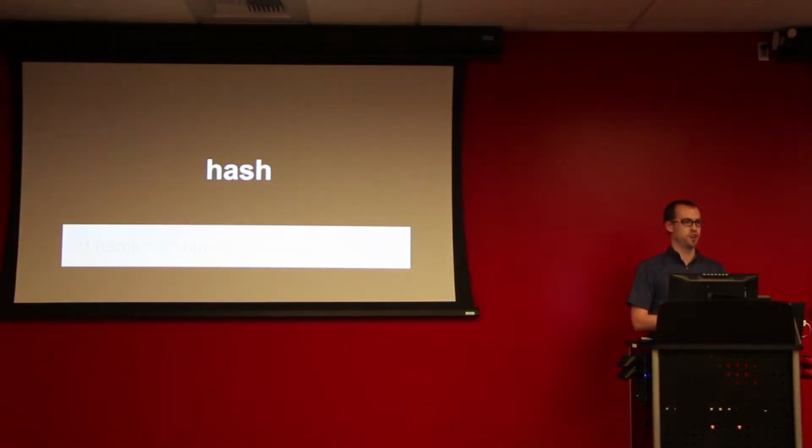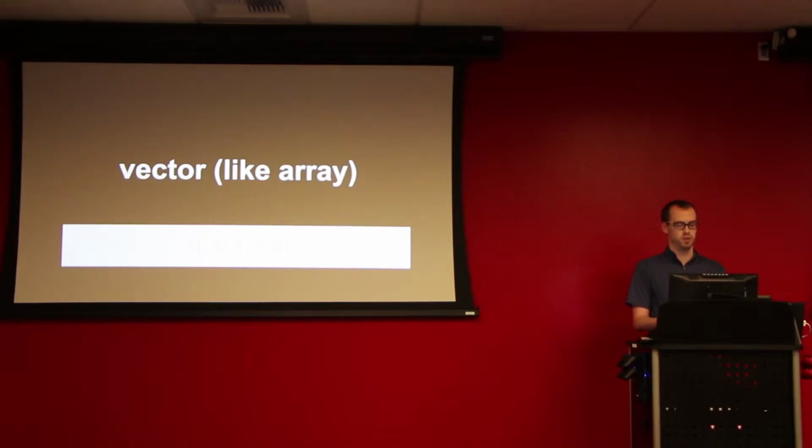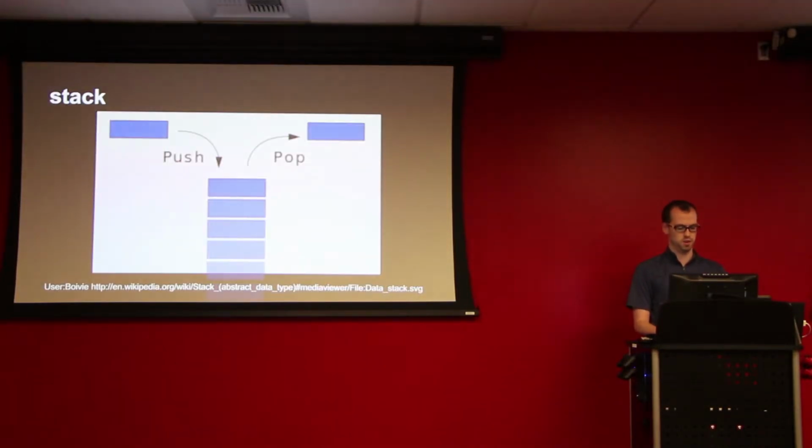And then they also have hashes, which are key value pairs. So you have a key, just like a regular Ruby hash. Vectors are kind of like Ruby arrays. So it's basically this list where you can efficiently access various indexes in the vector. It also has stacks, where you push on an object and then you can pop off the top object. If you push on 2 objects, the second object is at the top. You can push it off, or pop it off.